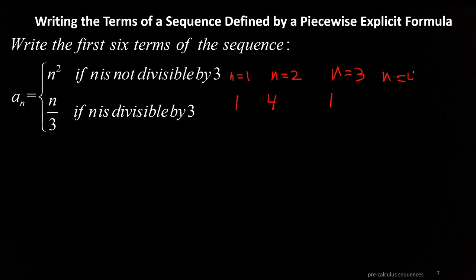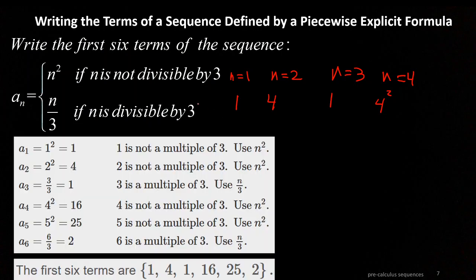And when n equals 4, I have to go back to that, because 4 is not divisible by 3. So that would be 4 squared, which is 16, and so forth, right? All right, so that's the idea of this, and that's what you're going to end up having: 1, 4, 1, 16, 25, 2. So it's possible to have a sequence that doesn't have just one single formula. It changes depending on the domain.